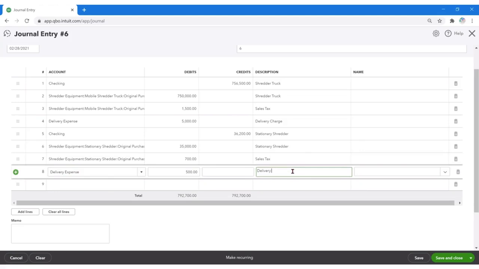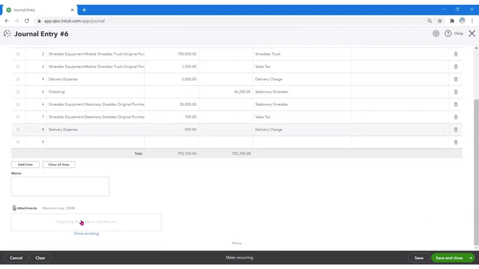I always like to put descriptions in as if somebody else who has never seen these books before will know exactly what this is. So in 5 years, if somebody's looking at these books, they have absolutely every bit of information they need to decipher what this journal entry was all about. I would also have probably attached the purchase agreement or something like that. So you have backup for this as well.